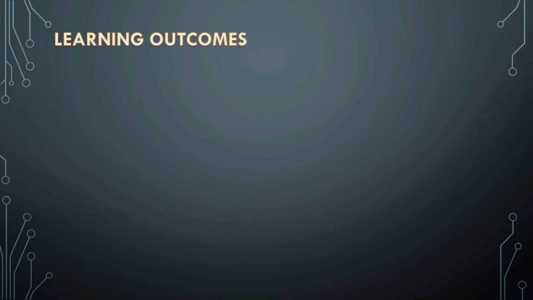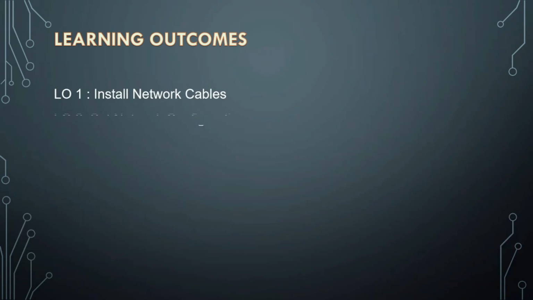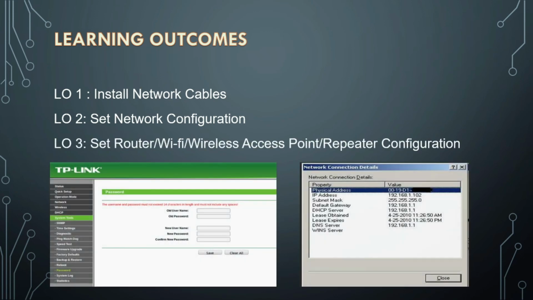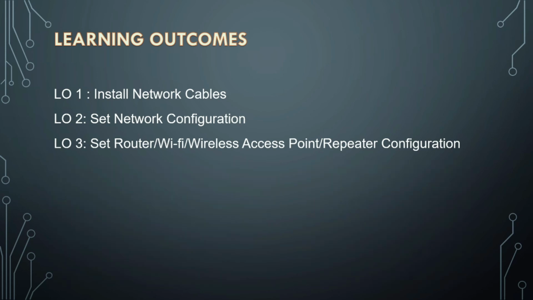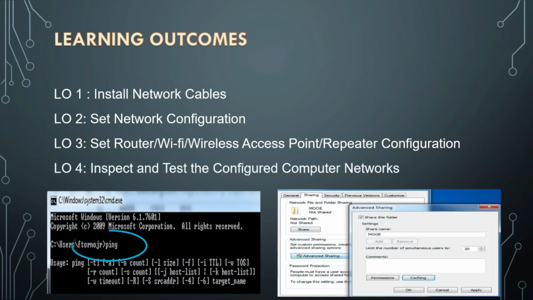In this competency, there are 4 learning outcomes. First, install network cables. Second, set network configuration. Third, set router, Wi-Fi, wireless access point, repeater configuration. And the last learning outcome, inspect and test the configured computer networks. Each learning outcome contains sub-LOs.